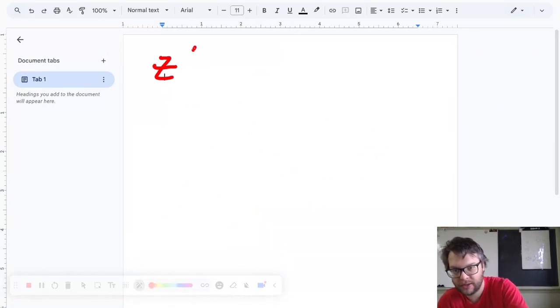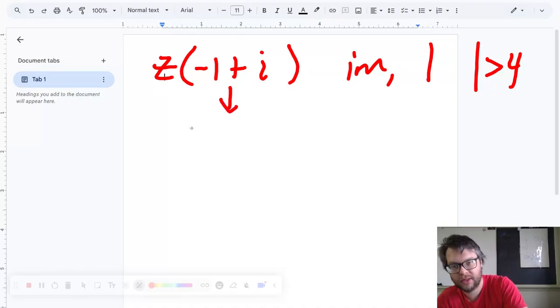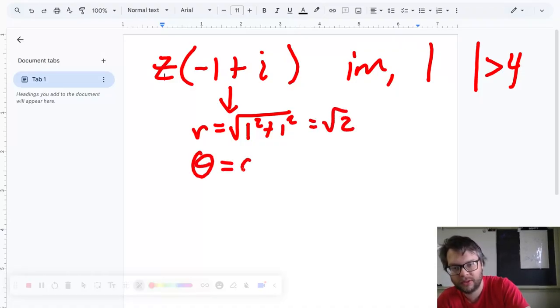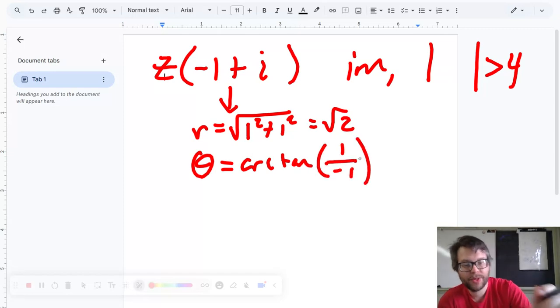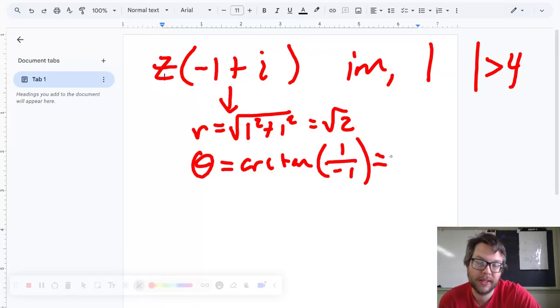We're asked to figure out what conditions are there on r and theta such that this expression is imaginary and it has the modulus greater than 4. So let's do the same thing. This has an r value of square root of 1 plus 1. This has a theta value of arctan of 1 over negative 1. And I know that it went left and up because the real part's negative, the imaginary part's positive, so I guess that's like 135 degrees. I guess that's 3 pi over 4.